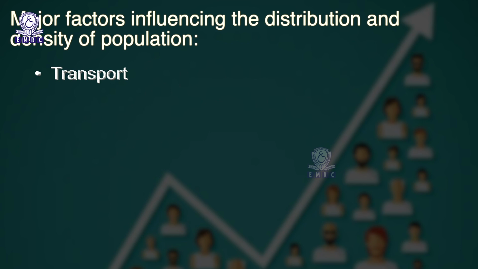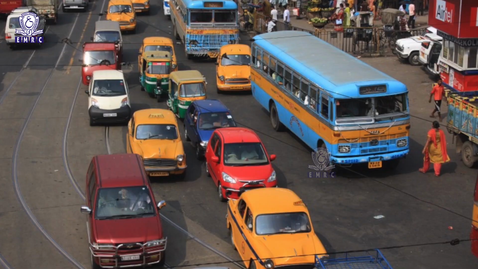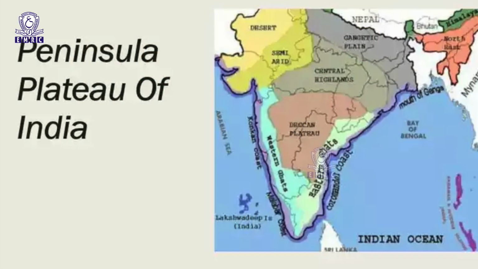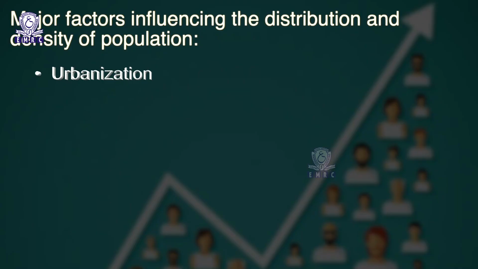Transport is the next factor. Transport and communication also determine the density of population of an area. For example, northern plains have a high network of roads and other modes of transportation and a higher population density, in contrast to the peninsula plateau with a low network of transportation channels and thus lower population density.